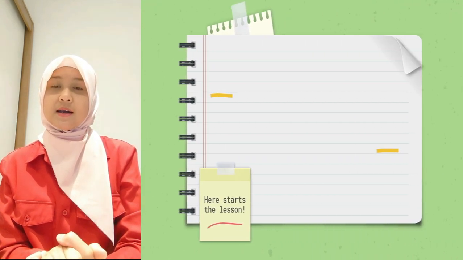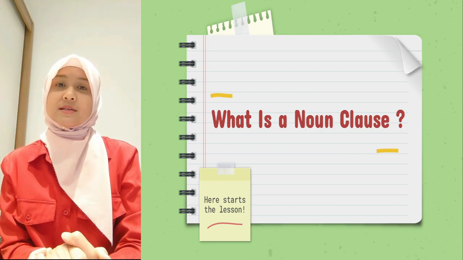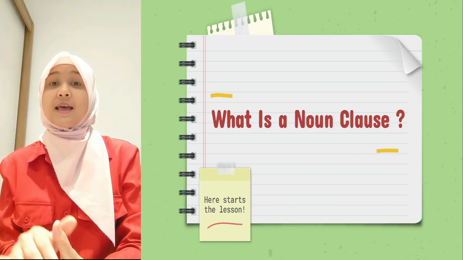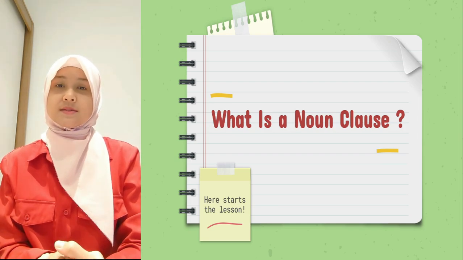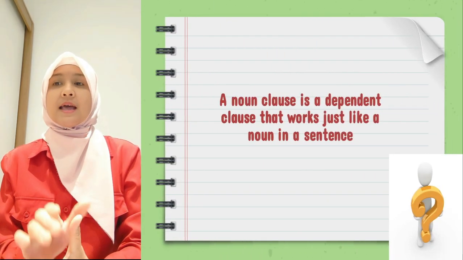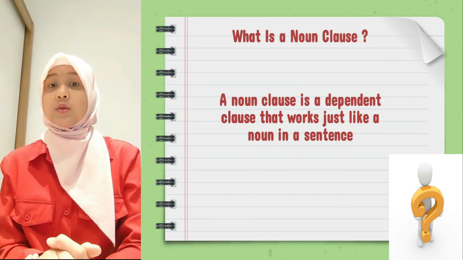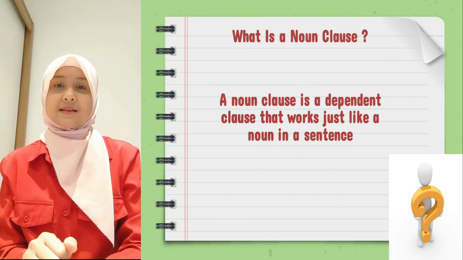We are going to learn about two kinds of dependent clauses, noun clause and adjective clause. What is a noun clause? A noun clause is a dependent clause that works just like a noun in a sentence.